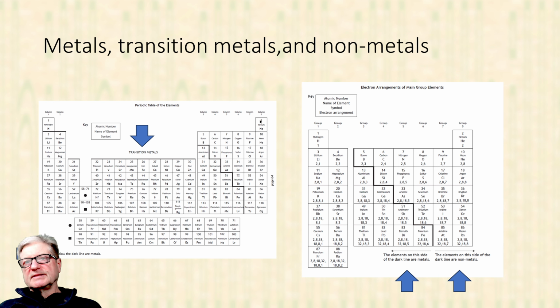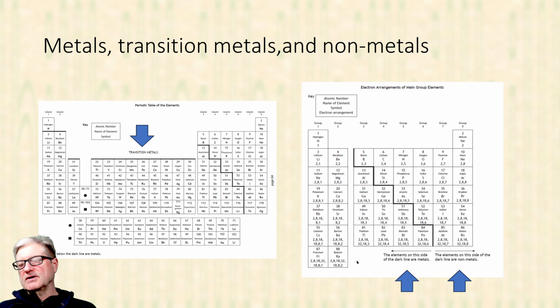Okay. The other thing you'll notice here, there's a big dark line here, a staircase. It actually extends over here as well. And this staircase represents the division between the metals and the non-metals. Now, there are some elements in here that are not clearly metals or non-metals, and in chemistry they're known as the metalloids, but we don't have to worry about those in National 5 chemistry.